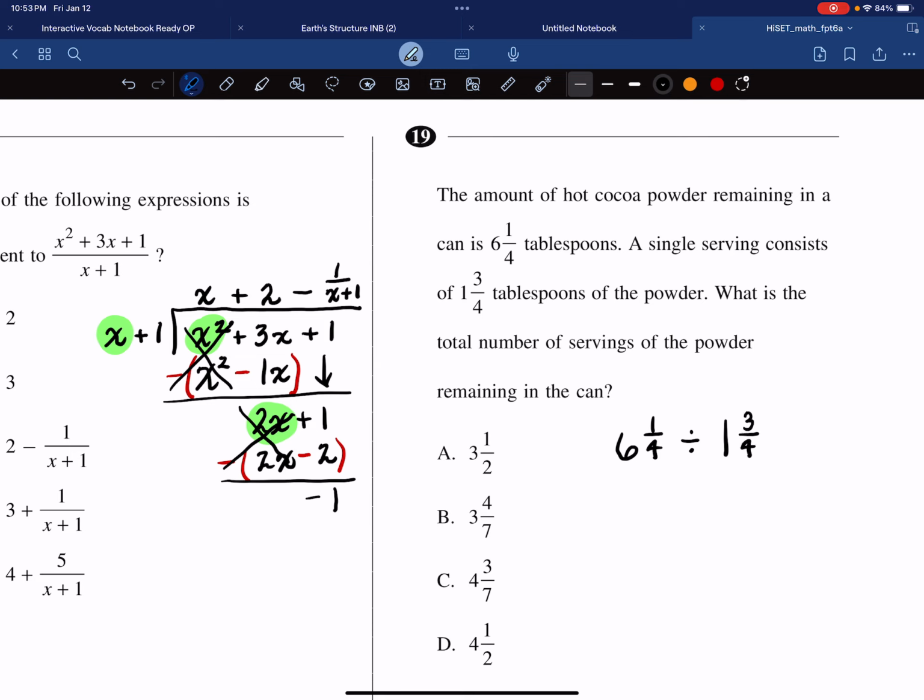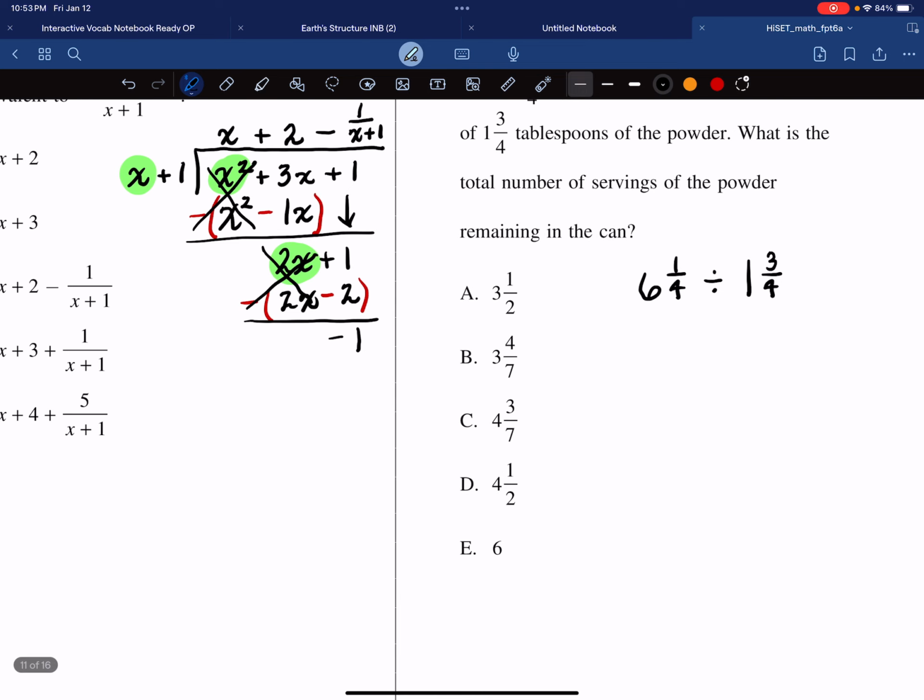Now the Casio calculator will do this for you. Don't spend your time doing this as a fraction division problem unless you have to. You could also do it on the calculator with decimals. Let me show you how to do that. That's not the way I want to go on this one, and I'll show you why.